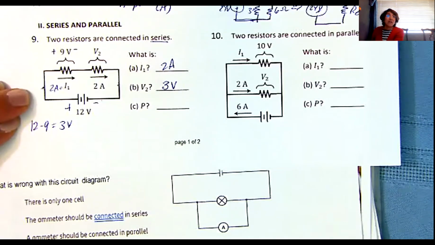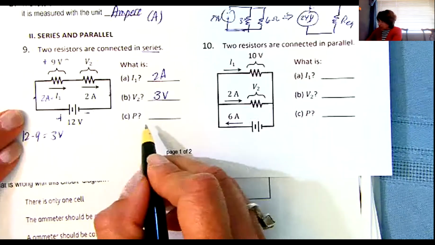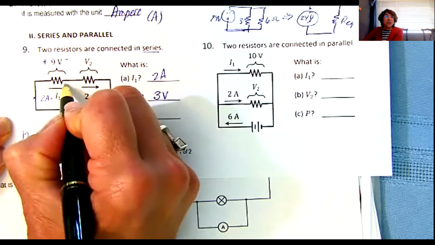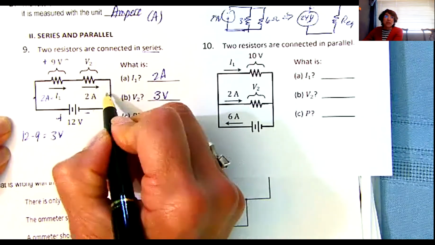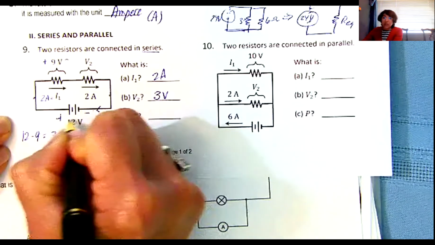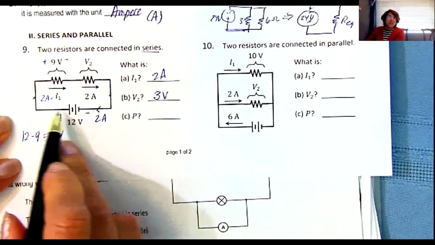Okay, good job. Now, it wants to know what the power of the circuit is. Well, if I have 2 amps going through here, I have 2 amps going through here. Well, guess what? I also have 2 amps going through the battery. It's going all the way around the circuit.